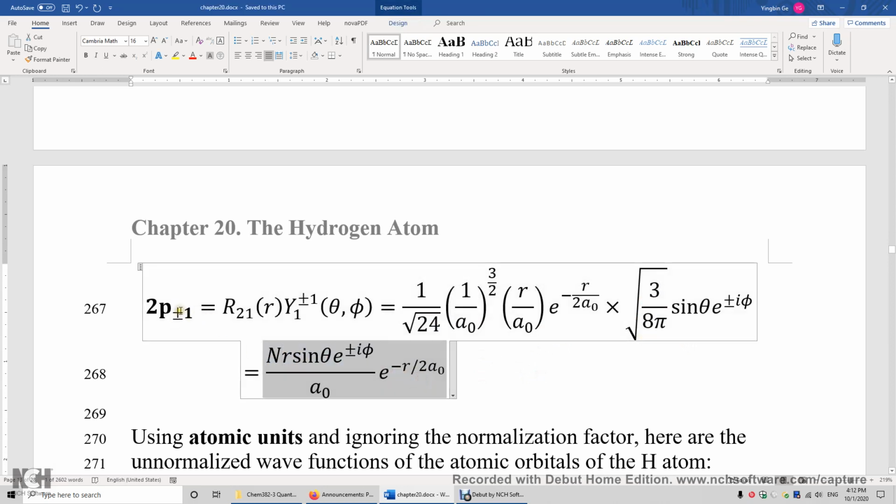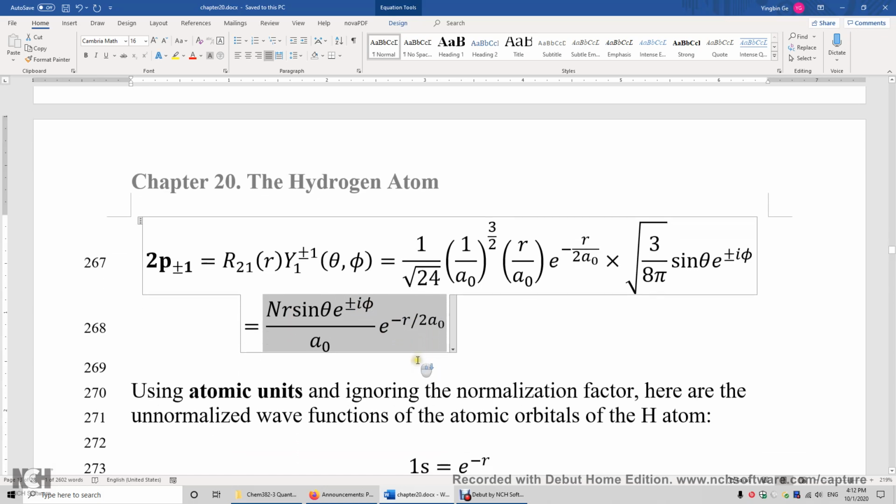When m sub l is plus 1 or negative 1, you get a complex wave function. So this part is a complex function, e to the power of plus minus i phi. However, if you do a linear combination of e to the power of plus minus i phi, you can get cosine phi. You can get sine phi. And cosine phi and sine phi will be multiplied by this r times sine theta. And r times sine theta times cosine phi is simply x. R times sine theta times sine phi is simply y. So you are looking at linear combinations of px and py.